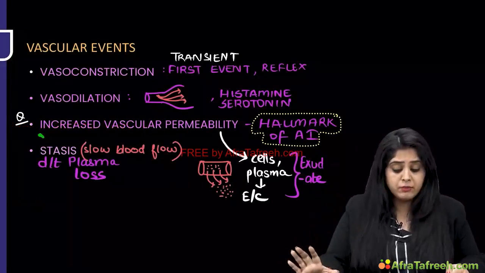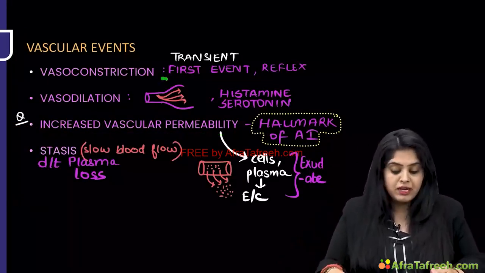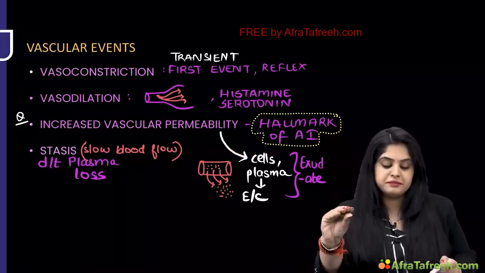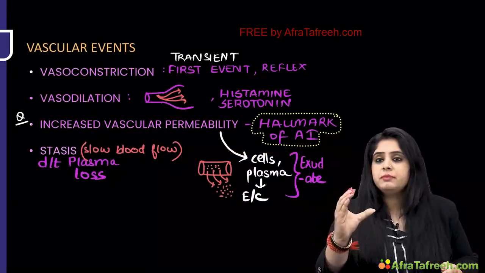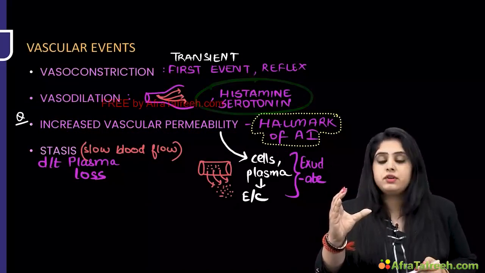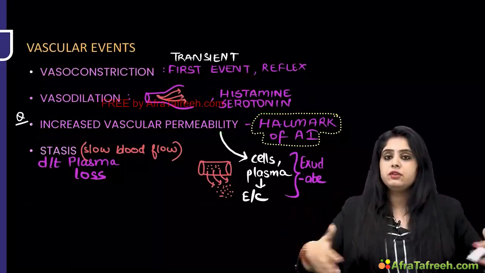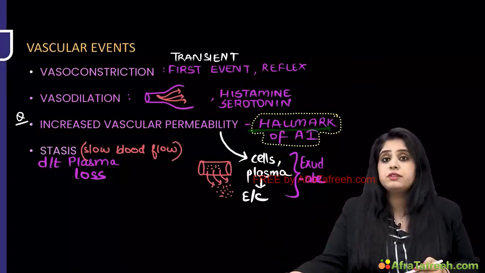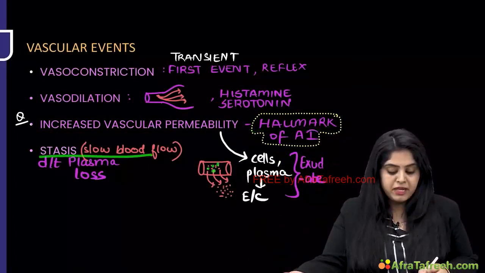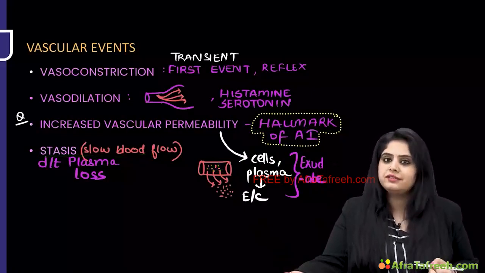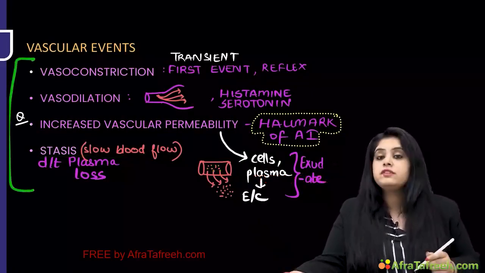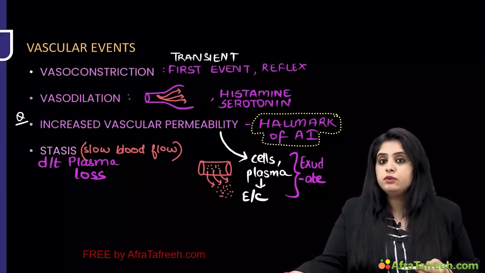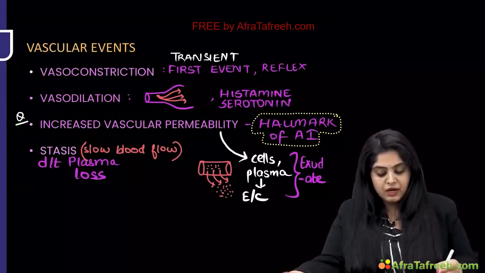Jaldi se repeat with me because then I'm going to go into details. First and foremost, what is the first event? The first event is vasoconstriction. Who does that? No one. It's a reflex. Next event, blood vessel becomes big. It's a vasodilation. Who does that? Histamine, serotonin. Then everything is permeable. Everything is going to move out, the plasma, the cells, as exudate. That is the hallmark of acute inflammation. And finally, whatever is left behind is going to become very, very slow, and that is stasis. These are the 4 events. But which of these was the hallmark? Increased vascular permeability is the hallmark. And for that, I'm going to give you guys a detailed analysis. How does this happen?